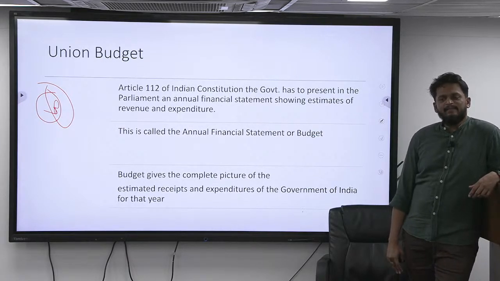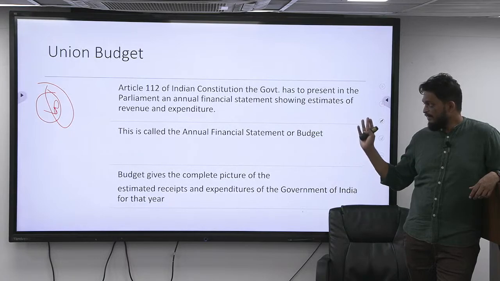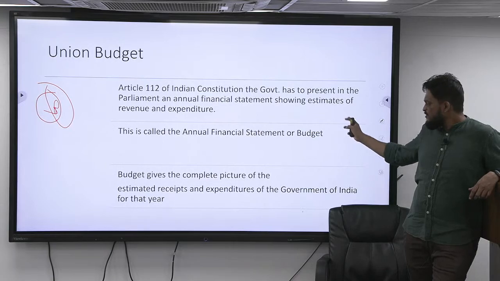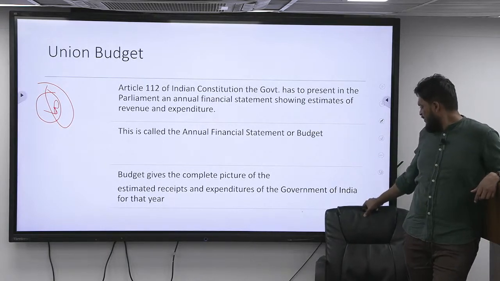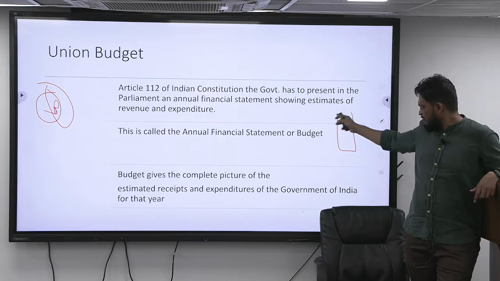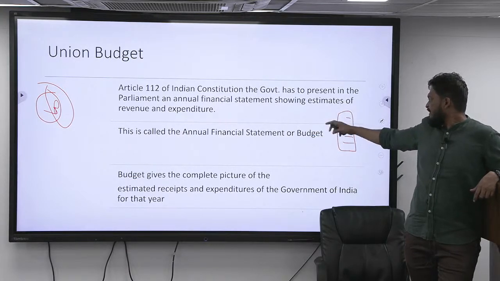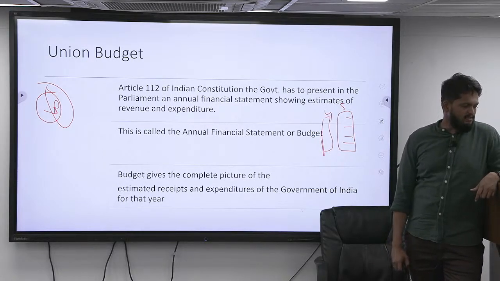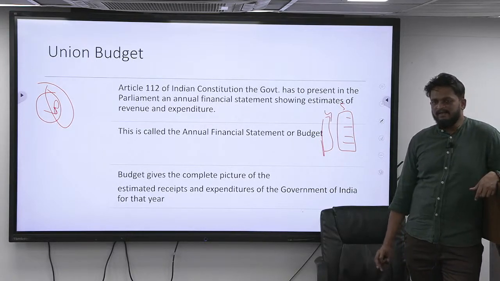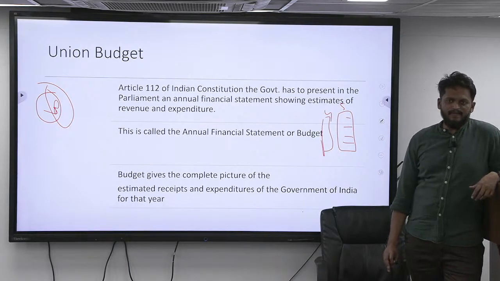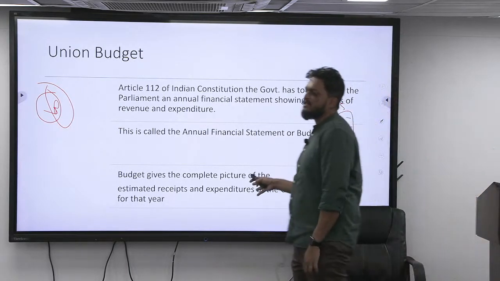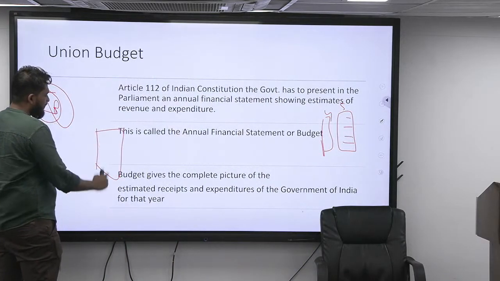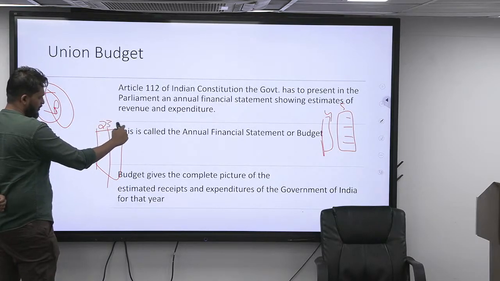So whenever a budget is presented, estimates of revenue and expenditure for the next year are present in the budget. That means how much money are we going to spend next year and how much money are we going to raise next year. Usually the budget will not just contain one year's details, it will contain the previous year's details, the current running year's details and next year's details also. Next year's details are the most important, that is 23, 24.